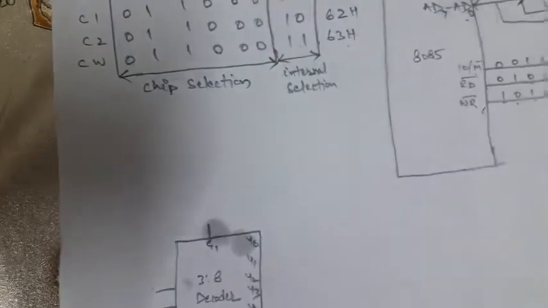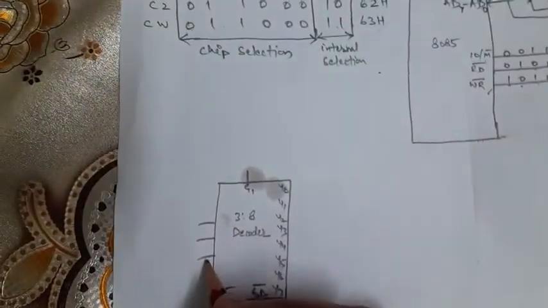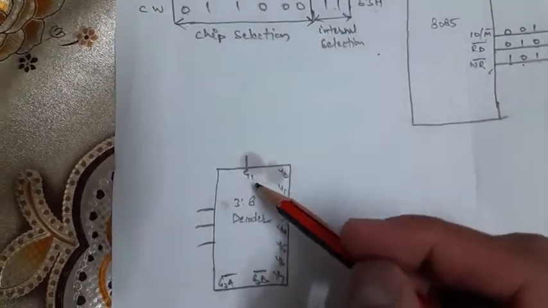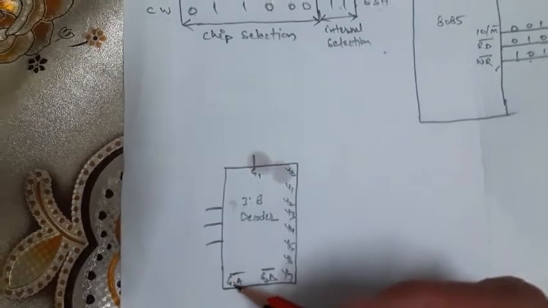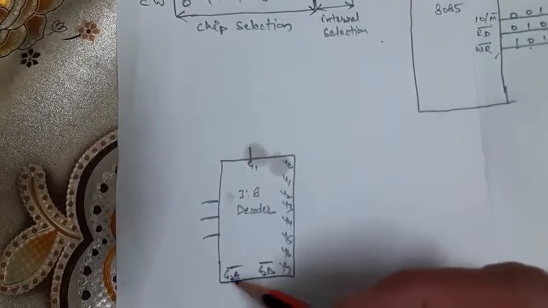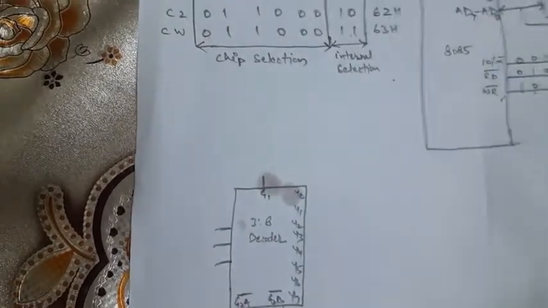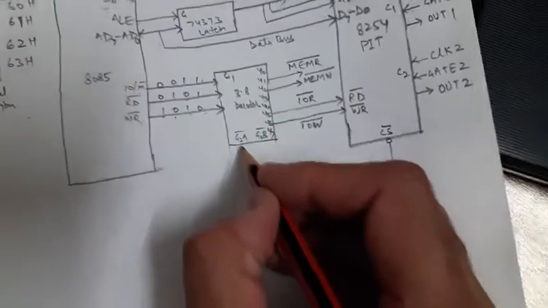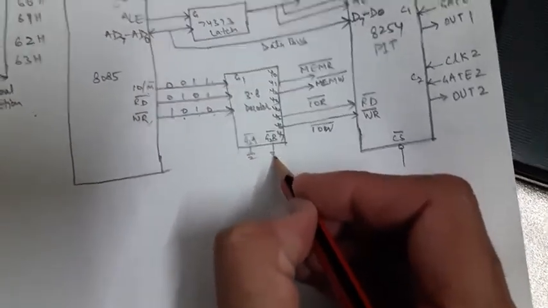By using one more 3 to 8 decoder. So we will apply the signals to this 3 to 8 decoder. There are three enable signals also. This is called G1, this is G2A bar and G2B bar. These two are active low signals and this is an active high signal. This decoder is the same as the one we have taken over here. So we can connect these two signals to ground, and this will enable the decoder.